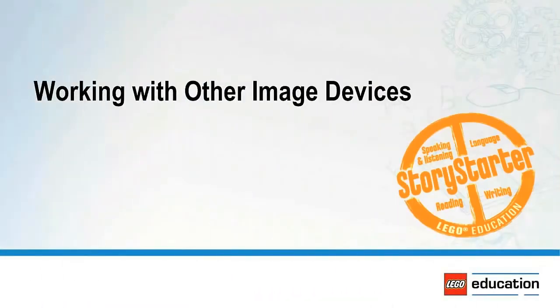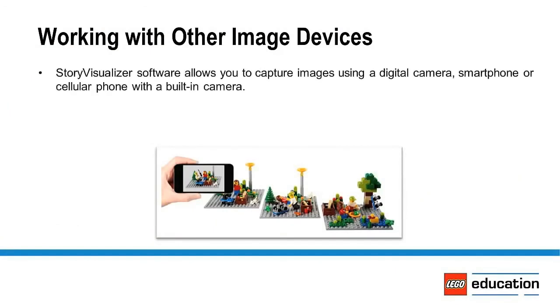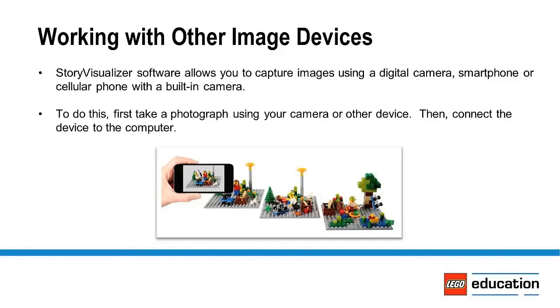Working with other image devices. In addition to capturing images using a webcam, StoryVisualizer software also allows you to capture images using a digital camera, smartphone, or cellular phone with a built-in camera. To do this, first take a photograph using your camera or other device. Then, connect the device to the computer.